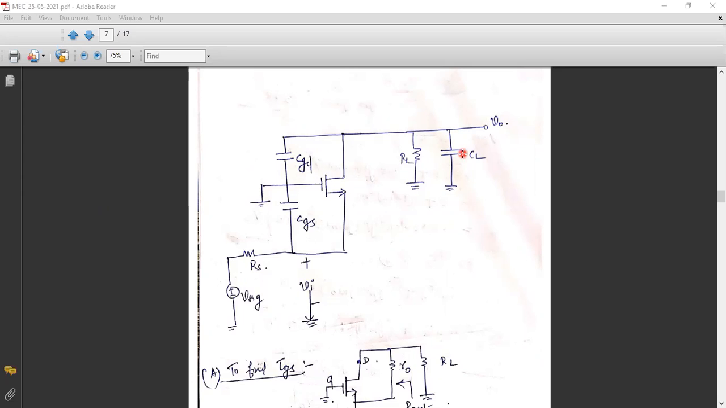Is that clear? So this is a common gate amplifier where you will be taking the output from the drain. Since the output is taken from the drain, I will connect the load capacitance at the drain terminal, because the active load is always at the drain terminal as far as a common gate circuit is concerned.